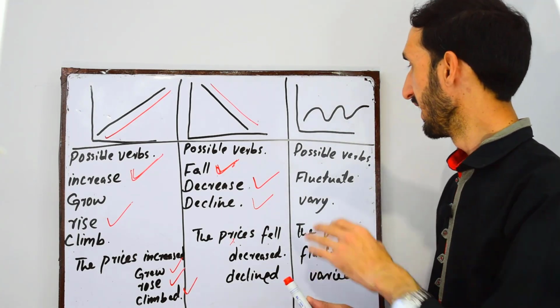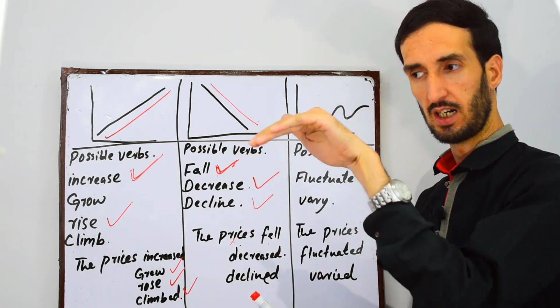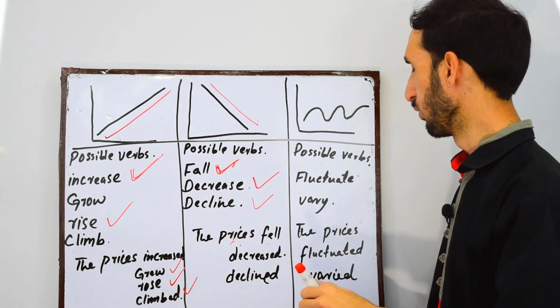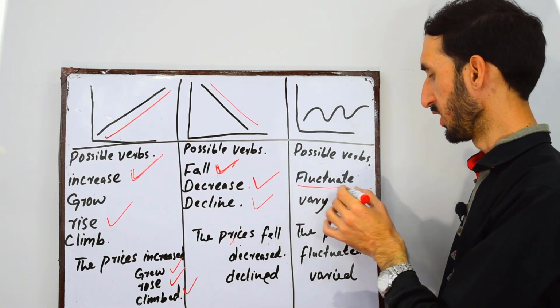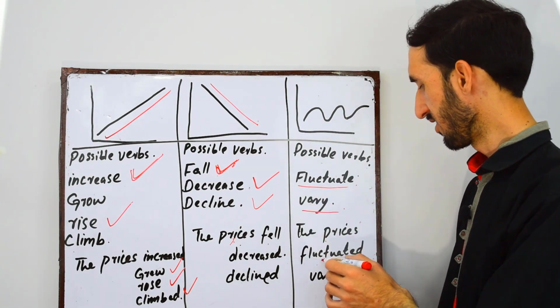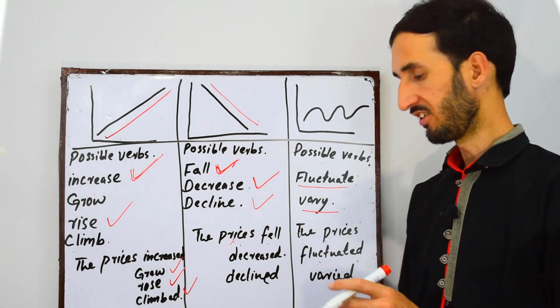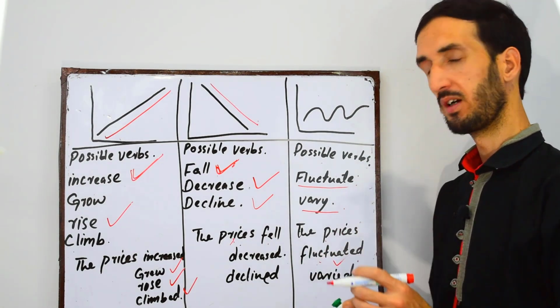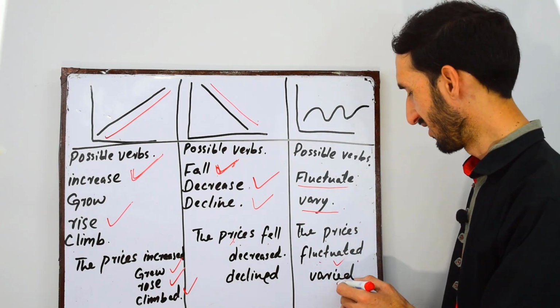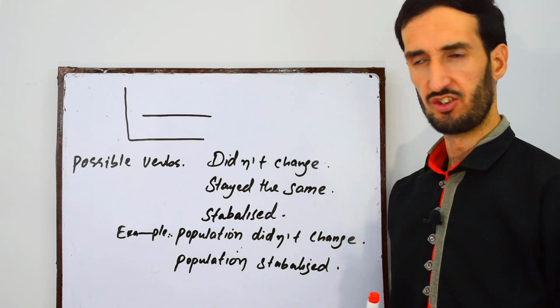And the next, if the line goes like this, ups and downs, then you can use possible verbs fluctuate or vary. Example, the prices fluctuated. Fluctuate, first form of the verb. If it is past, you have to use second form, it becomes fluctuated. The prices varied.